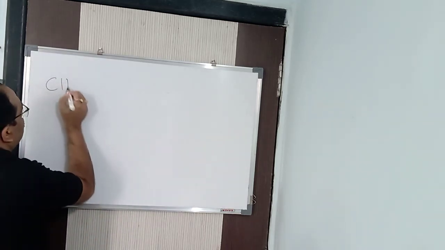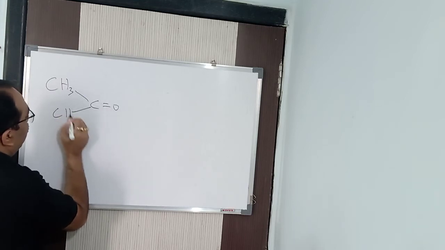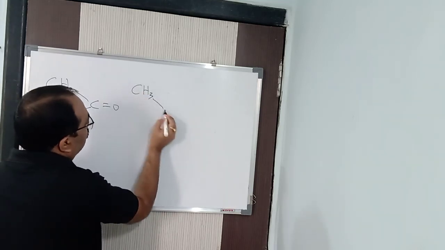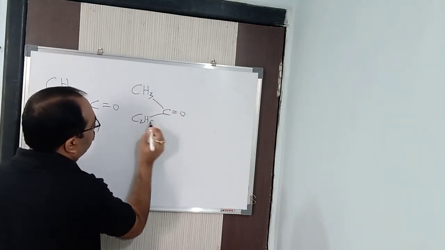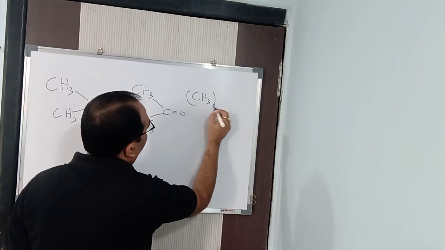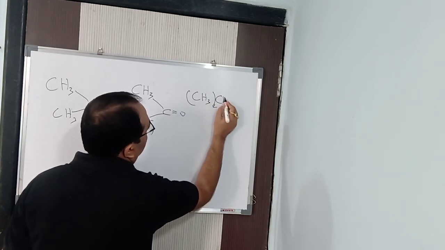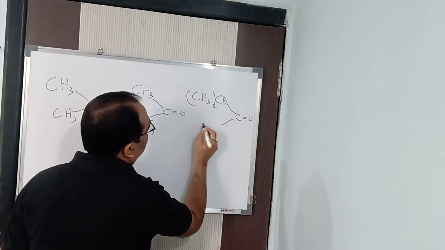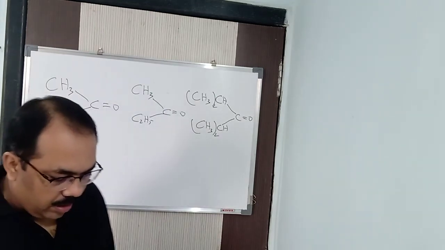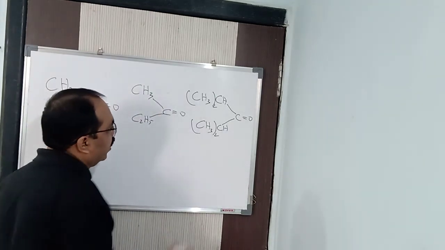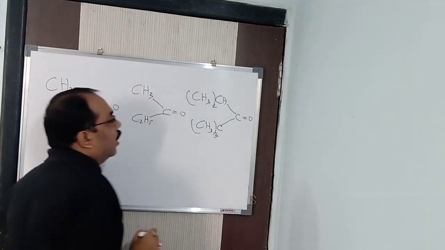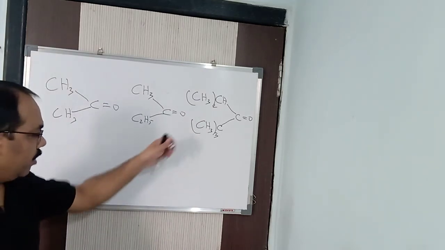What is that? See here. CH3COCH3, we are having one ketone. Now here we are having another one, that is CH3COC2H5, a bigger group. Another I have taken here, (CH3)2CH and C double bond O, and here also the same thing, (CH3)2CH. Or I can also take here (CH3)3C. Still bigger group, a tertiary group, I have taken.